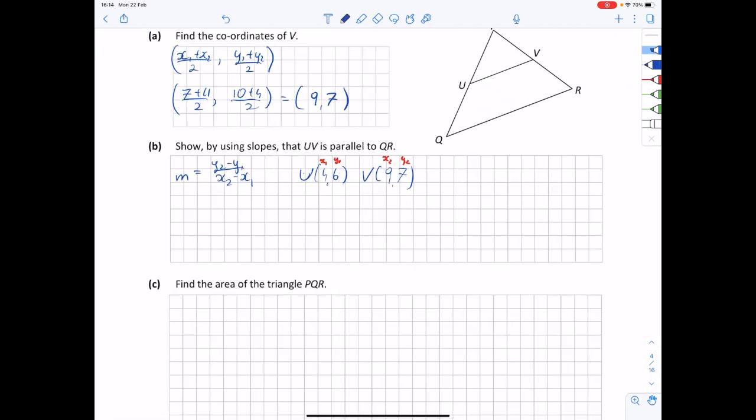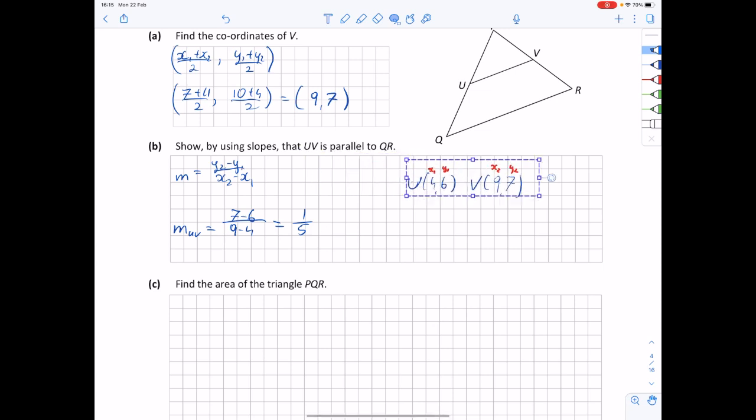So the slope m UV is given by 7 minus 6 divided by 9 minus 4, which gives me 1 over 5. So then for the other 2 points, I'm just going to move this to the side so that I can store the points in this location.